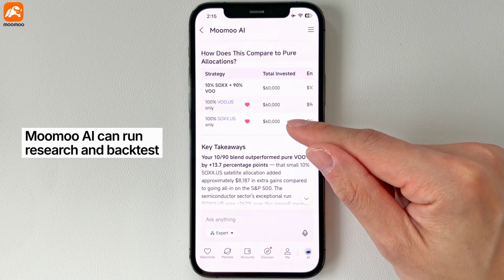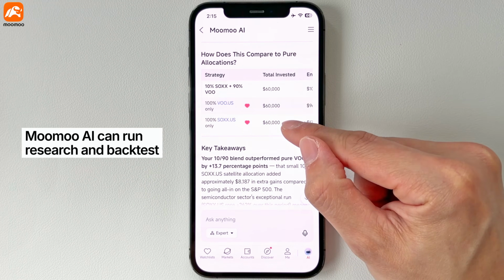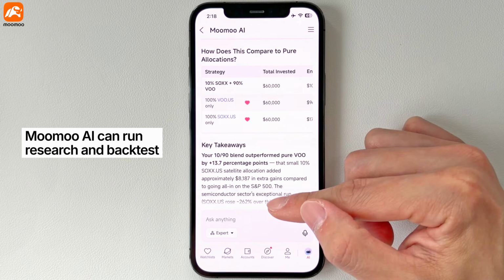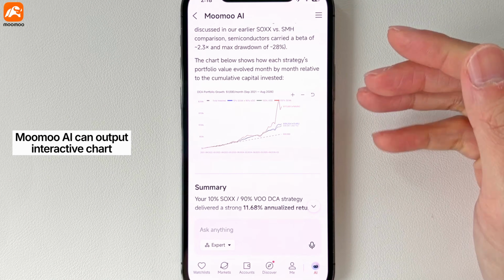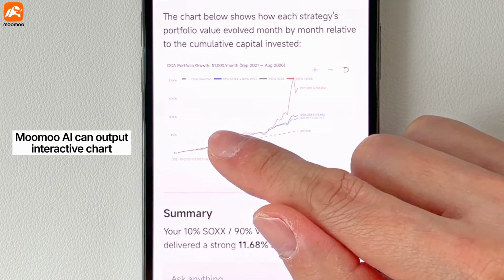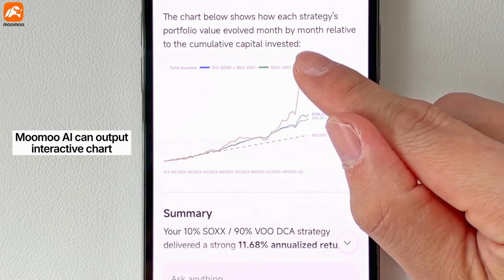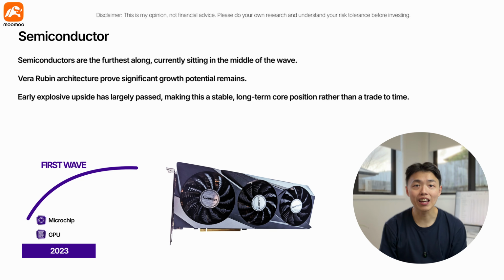The AI is very smart. Even though I did not ask, it thought that I would be interested to know the comparison between 3 different strategies. You can also see the comparison on the chart. What is amazing is that the chart is interactive. It is not static. If I place my finger at any point on the chart, you can see the numbers. It is like your personal research analyst working for you. Now here is where I think this wave is at.